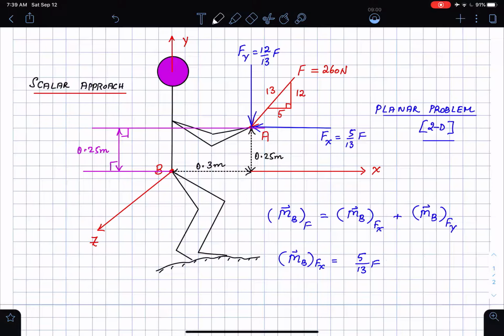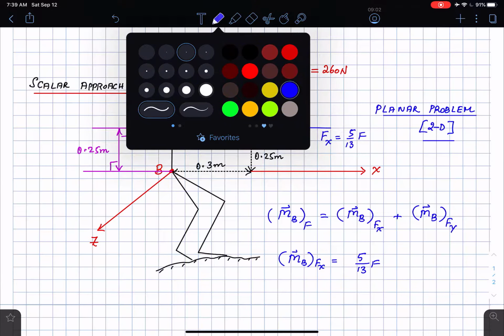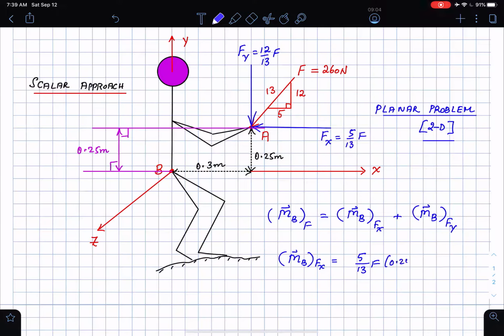I was writing all of these in the color blue, so let me continue with that. So this is 0.25. What is the direction? Right hand rule. Align the fingers of your right hand with the force Fx. Your palm should be facing the point B. You will see that your fingers are now drawing in a direction parallel to the x-axis above the point B. Curl your fingers. The direction of the thumb points out of the page. So this is going to be a positive moment.